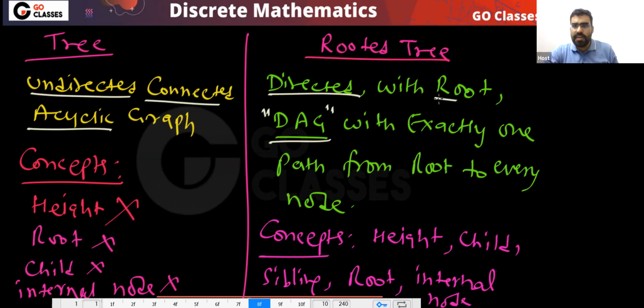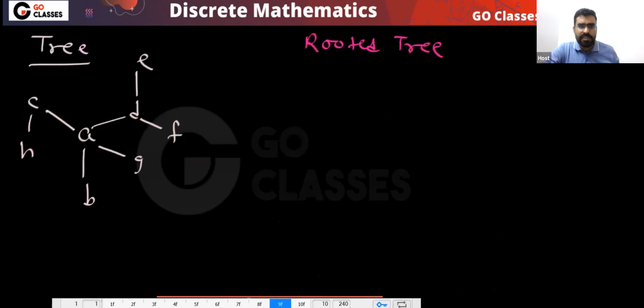So in a rooted tree, we have the concept of root, height, depth, ancestor, and descendants. These concepts we have in a rooted tree, but we don't have them in a tree. Is this clear? Now, for example, this is your tree.